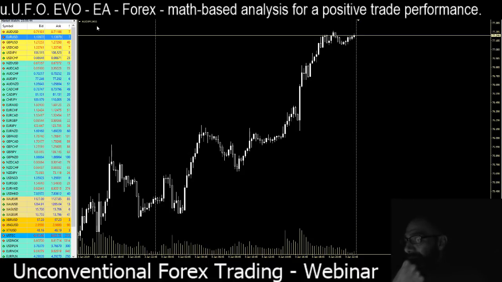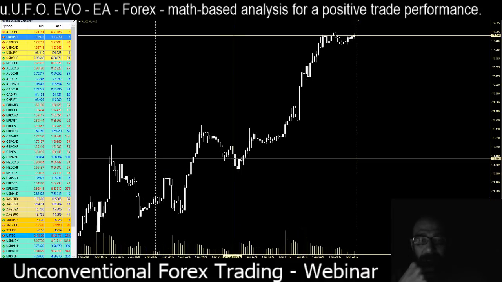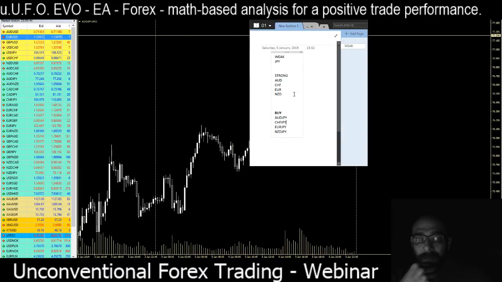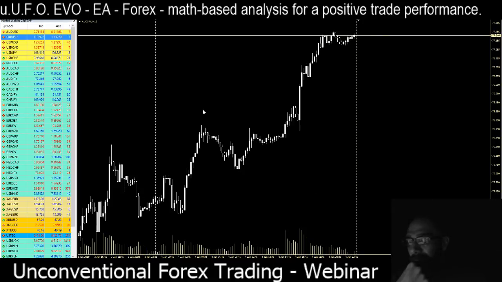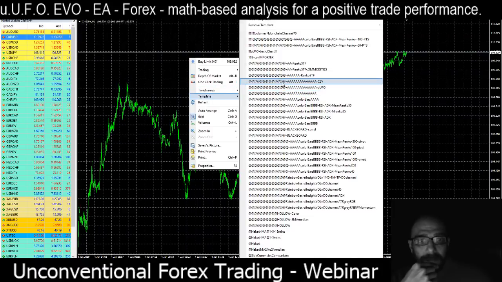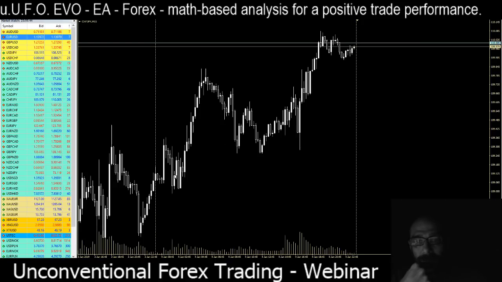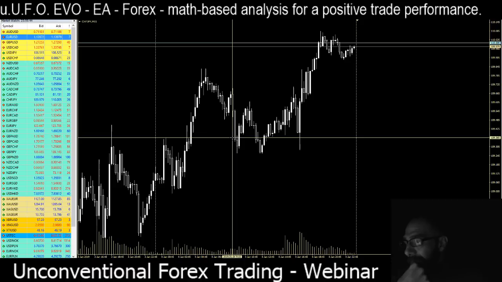This is a 15 minutes chart that around 9, so here said Aussie yen 150 pips up. Then we had Swiss franc yen, which says Swiss franc up, drawdown of 10 pips, up of 70 pips.